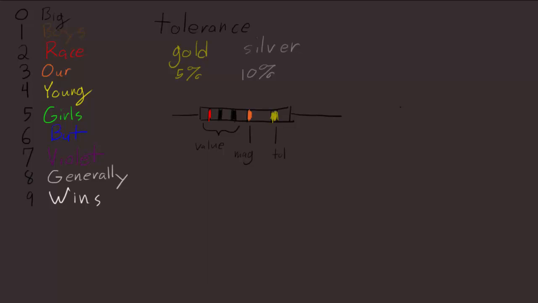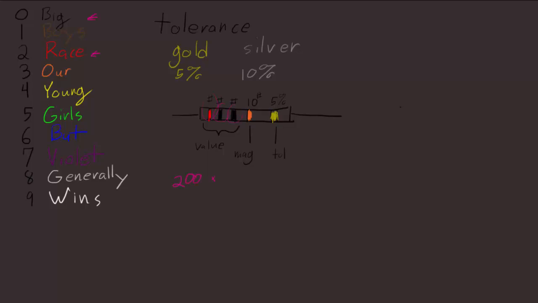My first 3 bands are value bands, so they're going to give me 3 numbers. The fourth band is a magnitude band, so it's going to be 10 raised to some number. And the fifth band is a tolerance, which gives me the allowed deviance. Each color in the value bands corresponds to a number. Red corresponds to 2. Black corresponds to 0. This gives me a base value of 200.